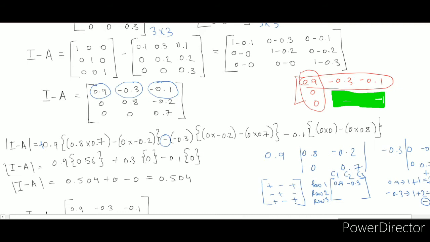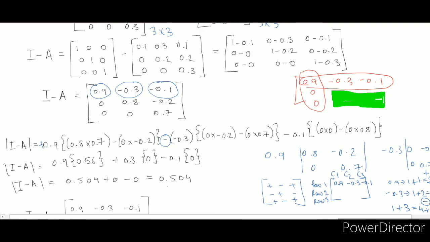Then minus 0.1 here is an element of the first row and the third column. So first row and third column, and if we add these numerical values, you get 4, which is an even number, so a positive sign will be written before this element, which is minus 0.1, and we know that plus into minus is minus, so it remains the same. Hence that is how we get the minus sign over here.